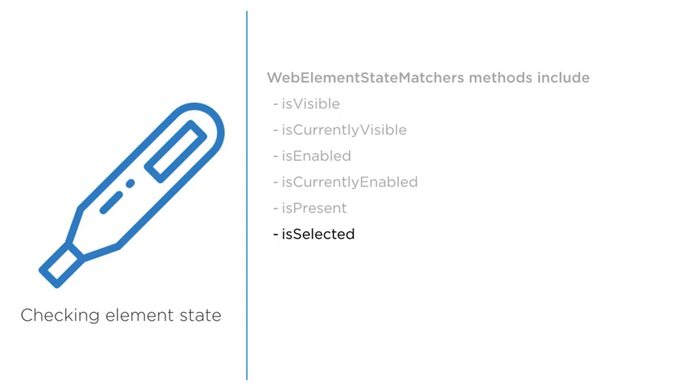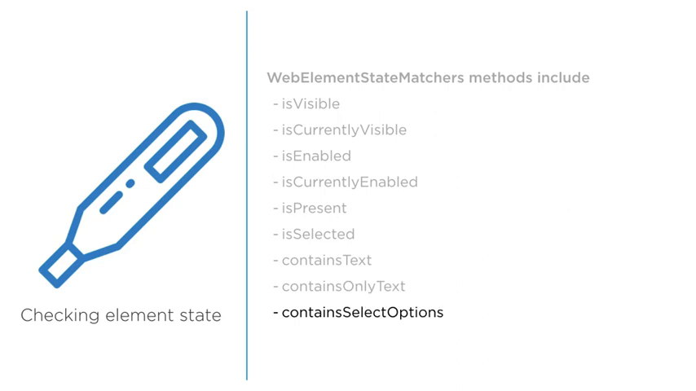Is present is a check to see whether the element is physically on the page, but it may not be visible. And is selected will check whether an element is selected or not. There are also two other checks related to the text content of an element. You can say contains text and contains only text. These will check the rendered text of a web element and see what's in there. It's good for checking bodies of text or divs that contain messages, for example.